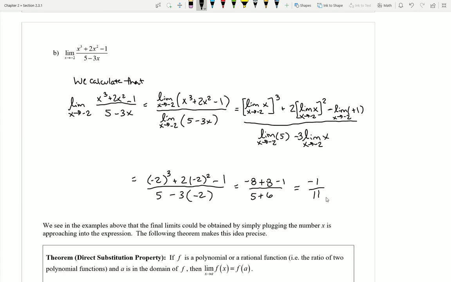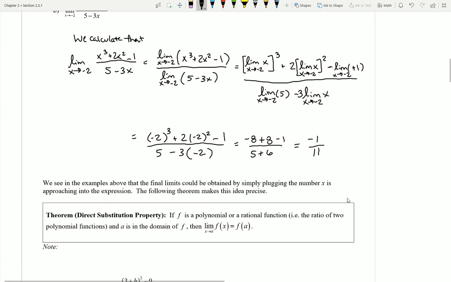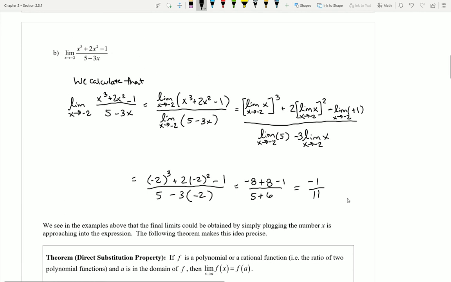Now notice I didn't specify here exactly what limit laws I was actually using. And that's totally fine. On exams and on homeworks, you will not be required to tell me exactly which limit law you were using. So you don't have to memorize them by number. But you should be aware of when you're using a limit law and when you're just kind of making up something. We want to make sure that we're only making manipulations that are valid by the limit law.